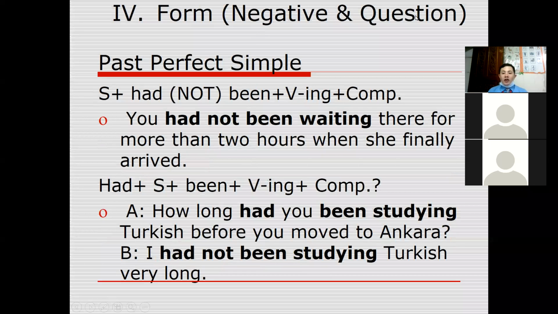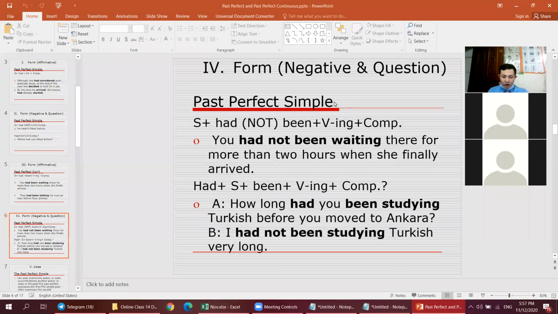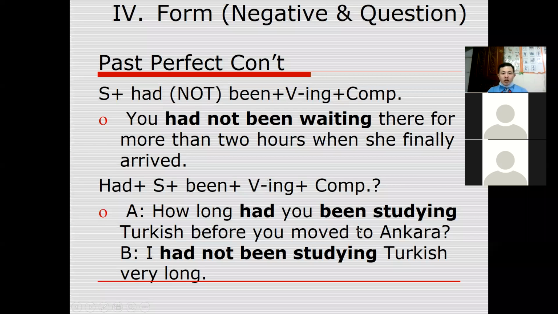Move to the negative form and question form. So the negative form is just like past perfect simple, right? Oh, this one should be past perfect continuous. Why did I write past perfect simple? Okay, I need to change it. Past perfect continuous. For the negative form, you just add the word not. So you had not been waiting there for more than 2 hours when she finally arrived.